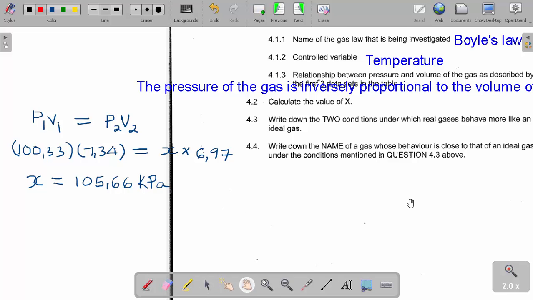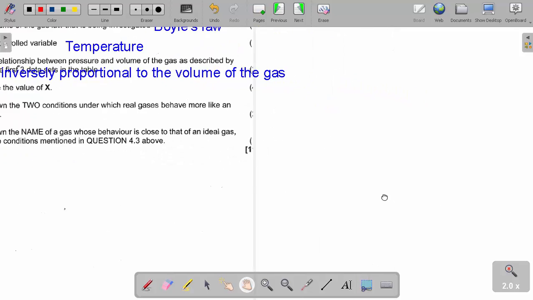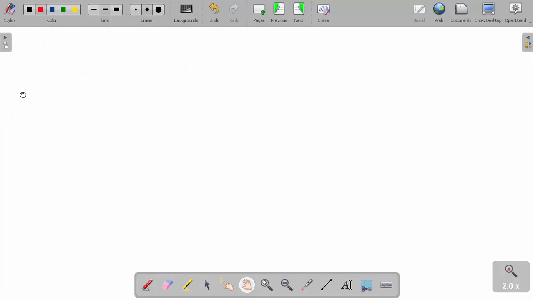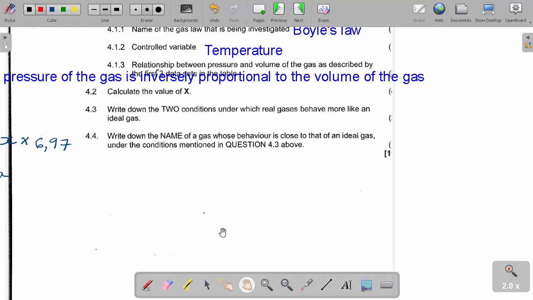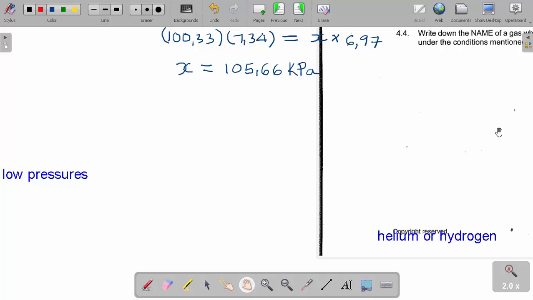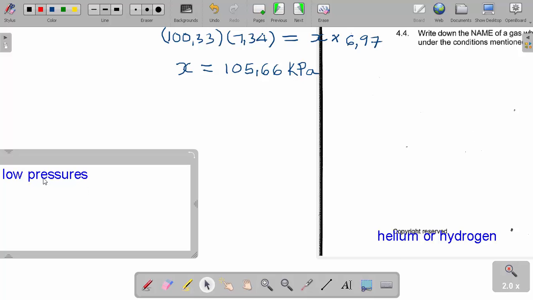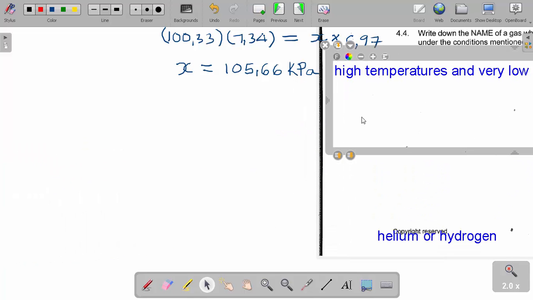Okay, let us proceed here. Write down two conditions under which real gases behave more like ideal gases. We only have two conditions for a real gas to behave as an ideal gas: at high temperatures and low pressures. So that's our answer. At very high temperatures and low pressures, the real gases behave as ideal gases.